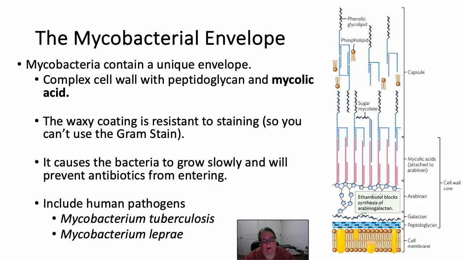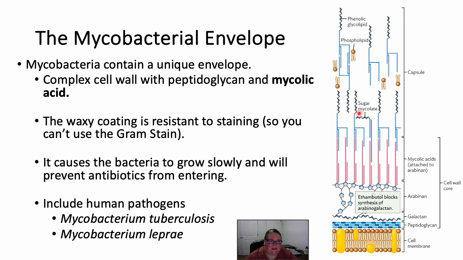Okay, so that's gram positives and gram negatives. One of the things that we're going to talk about last in this section is mycobacteria. Mycobacteria have cell walls. They have peptidoglycan, but they have a different outer layer than both gram positives and gram negatives. In fact, mycobacteria can't be gram stained. The reason they can't be gram stained is that they have this waxy coating. They have this layer of lipids and mycolic acids on the outside of their cell wall.